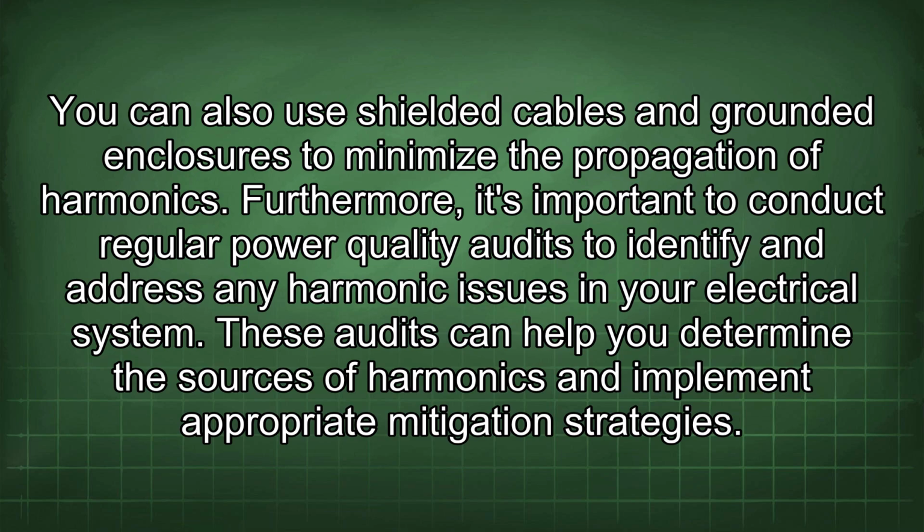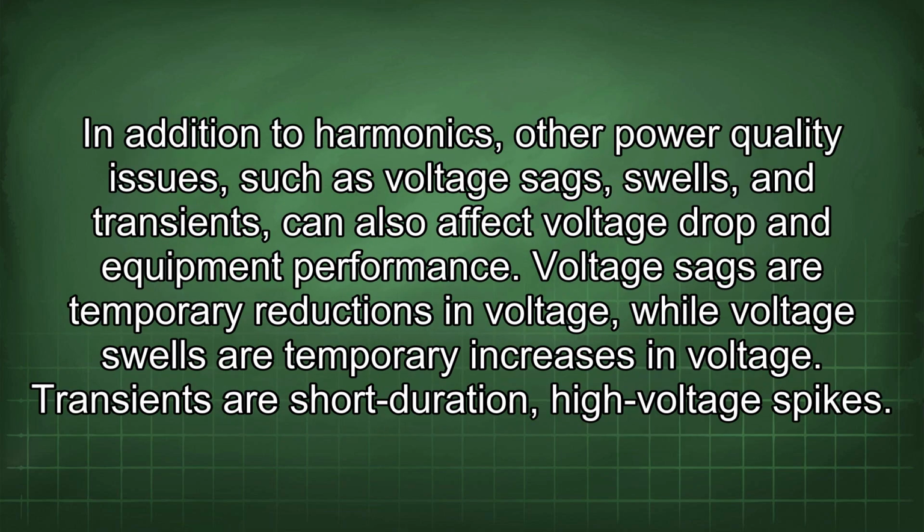Furthermore, it's important to conduct regular power quality audits to identify and address any harmonic issues in your electrical system. These audits can help you determine the sources of harmonics and implement appropriate mitigation strategies. In addition to harmonics, other power quality issues, such as voltage sags, swells, and transients, can also affect voltage drop and equipment performance. Voltage sags are temporary reductions in voltage, while voltage swells are temporary increases in voltage. Transients are short-duration, high-voltage spikes.